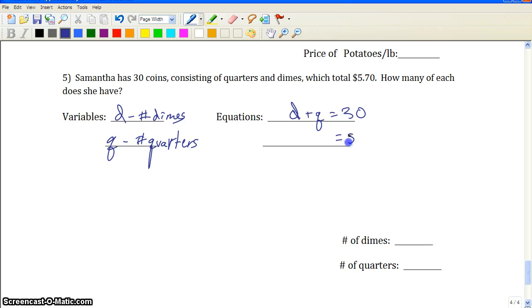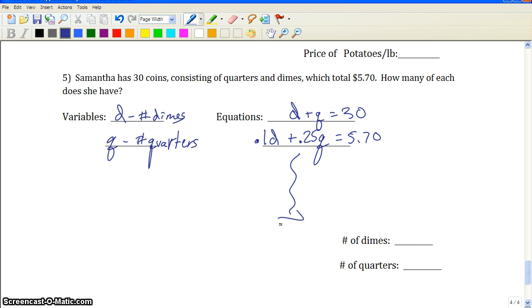Total bill, going to be $5.70. That's a total. And that's made up of the amount of money we have in dimes plus the amount of money we have in quarters. Amount of money we have in dimes is going to be 0.1 times D, because that represents dollars, the $5.70. We need to write the value of a dime in terms of dollars as 0.1. And then we have the value of quarters as 0.25. From there, we need to solve it using one of the methods we've talked about in class. And there you go. I hope that helped.